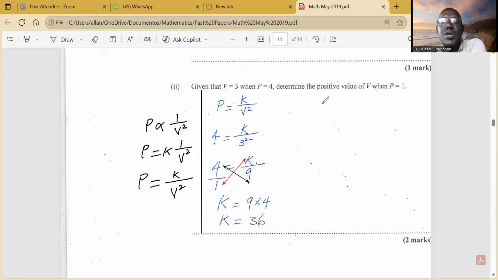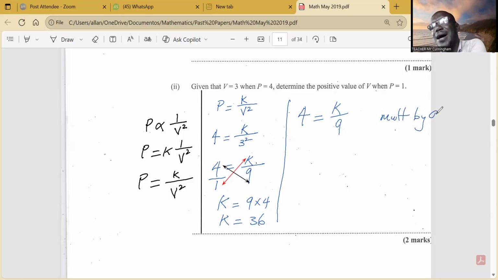Now, that's one way to work it. Let's look at another way. If I have 4 equals K over 9, I can multiply throughout by 9, which is the denominator. So this will cancel, leaving me with K.